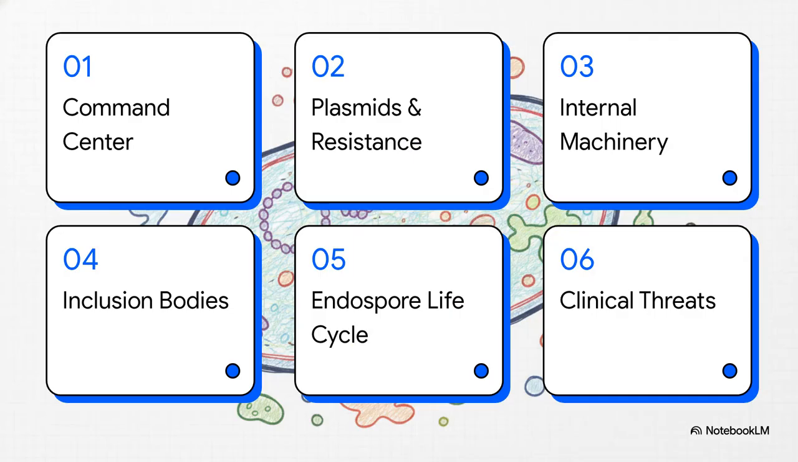Okay, let's dive right into our roadmap for this explainer. 1. Inside the bacterial command center. 2. Plasmids and genetic resistance. 3. Internal machinery and structure. 4. Inclusion bodies for storage. 5. The endospore life cycle. And 6. Clinical threat of endospores.